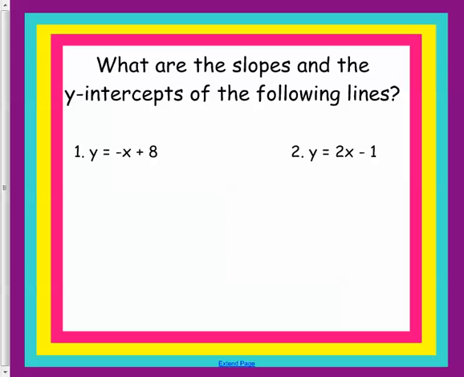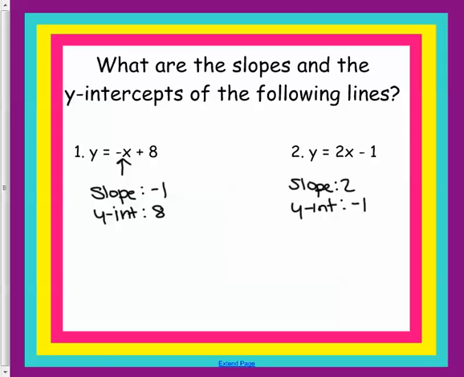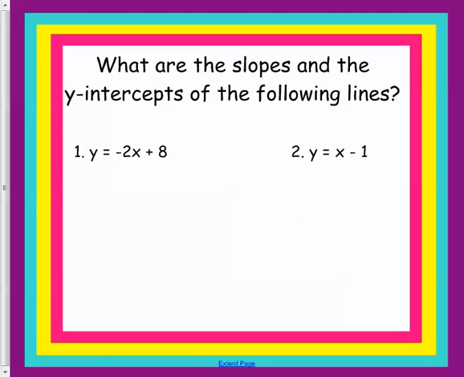So what are the slopes in this one? Well, we see that we have a -x. That's like having 1x. So the slope is -1. The y-intercept is the number that's being added or subtracted after the x, which in this case is 8. The slope over here is 2, and the y-intercept is being subtracted this time, so it's a -1. Here we have the slope and the y-intercept. I want you to see if you can figure out what they are in this case. I'll be back in just a second to show you what I did.